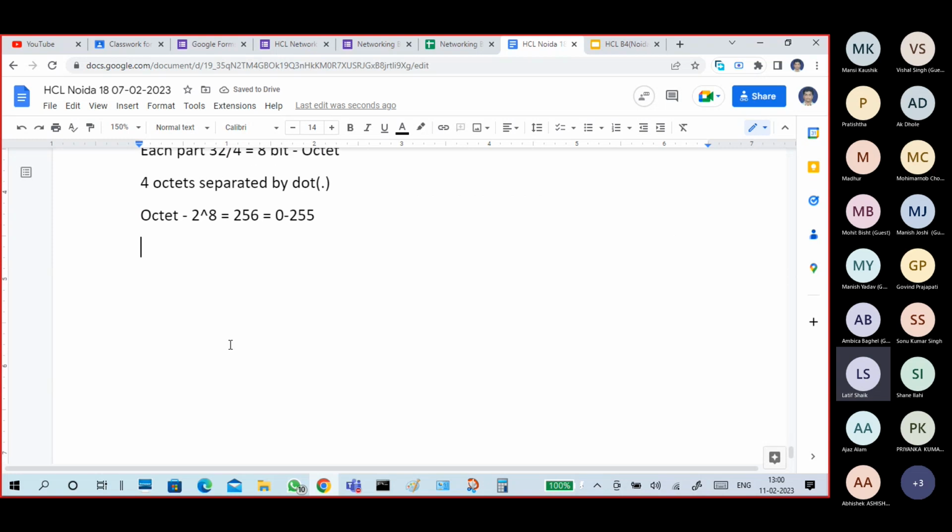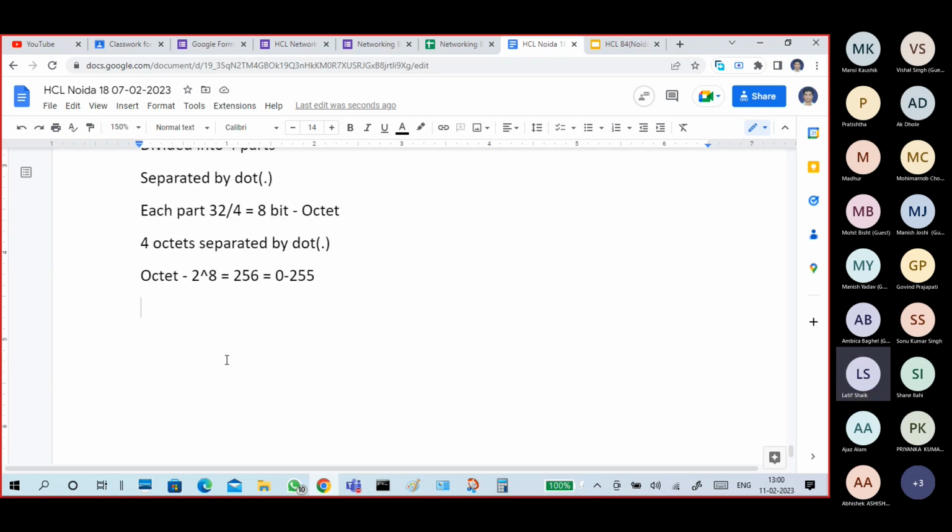Now how many octets are there? 4 octets. The first one we call the first octet. Second octet. Third octet. Fourth octet.